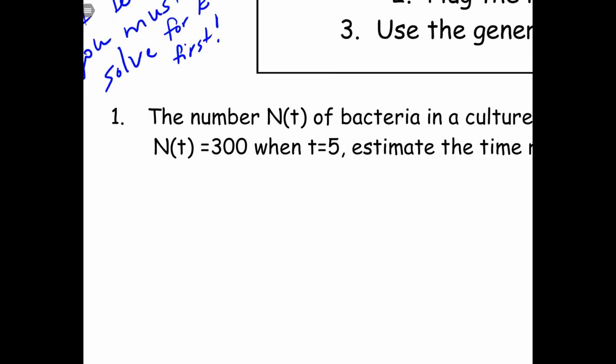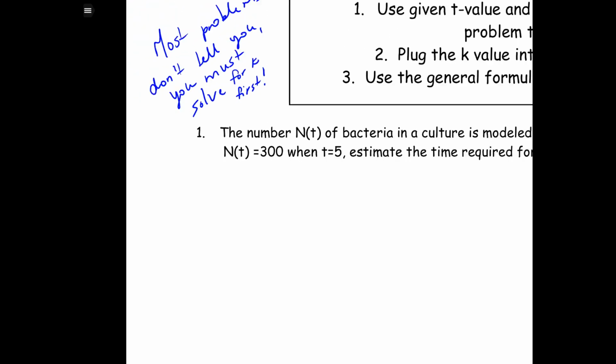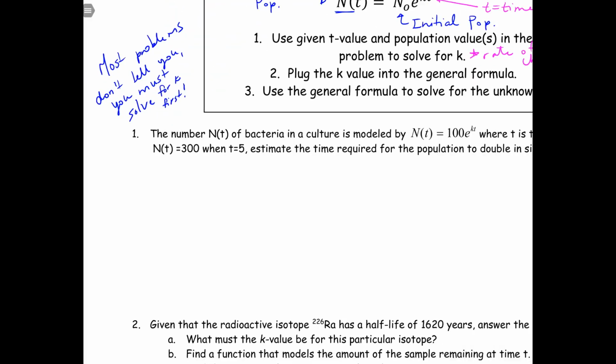Okay, so let's use what we're given. We're given that equation which models this specific population. We have N of T is equal to 100 times E raised to the K times T. And what can we use to help us solve for K?